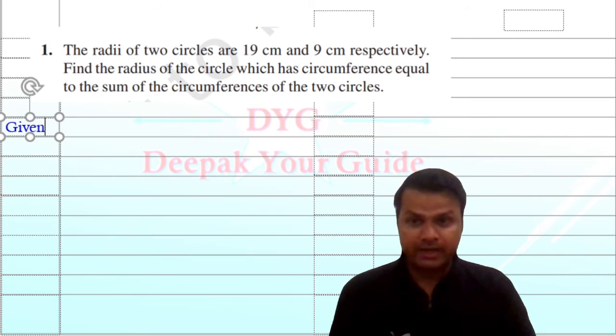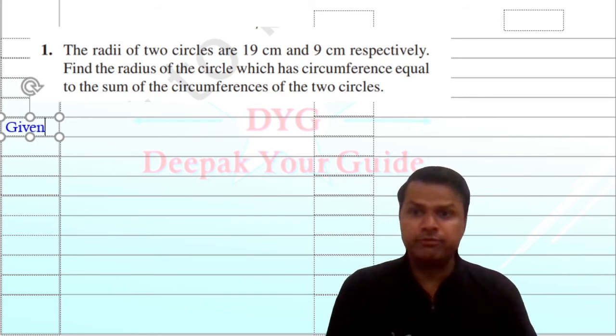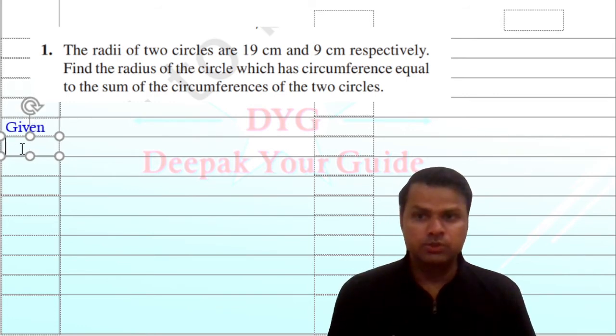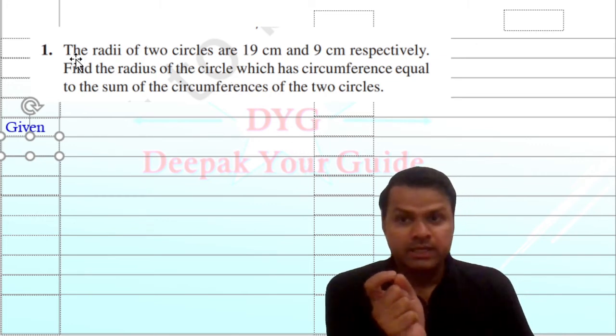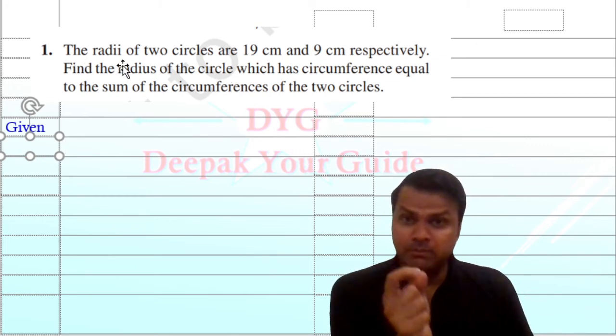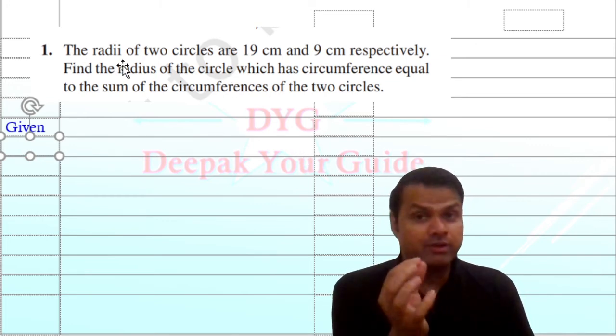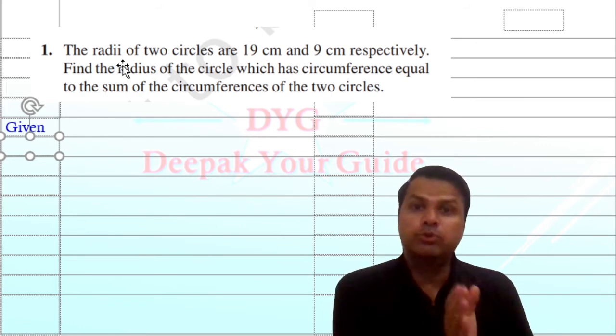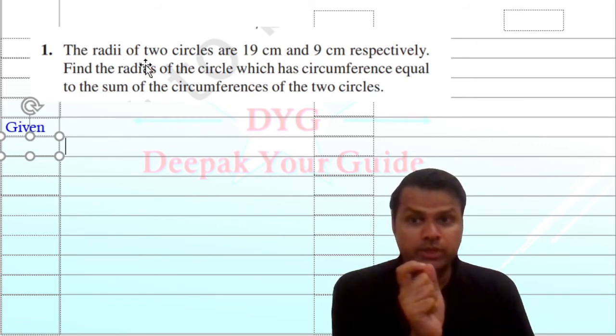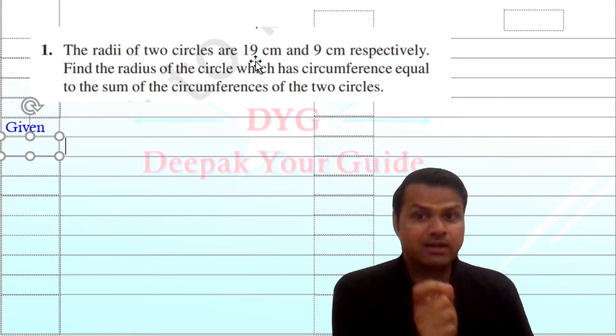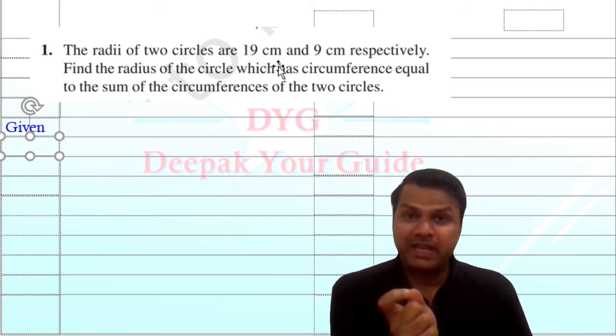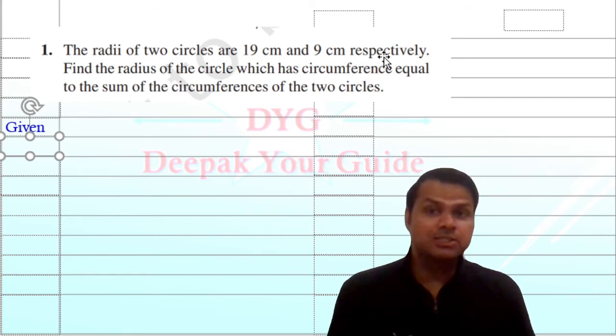So first I'll write given. Given means what information is given in this question. So let me quickly write what information. They have given the radii. Remember, radii is the plural of radius. That means we are talking about more than one radius. So the radii of two circles are 19 centimeter and 9 centimeter respectively.